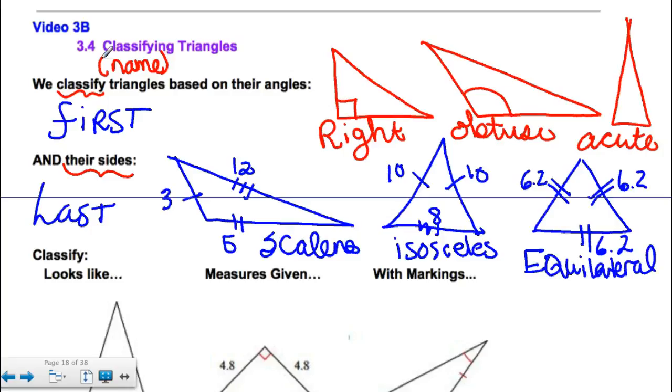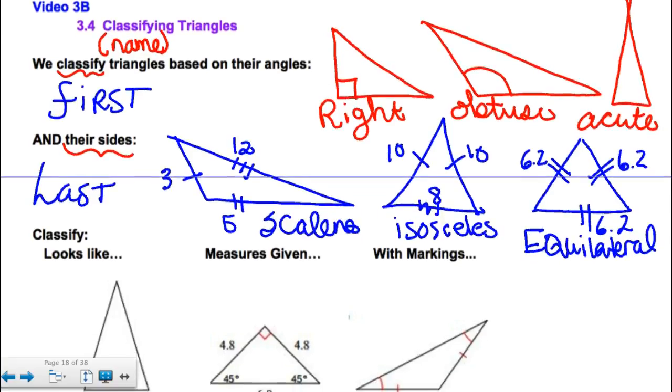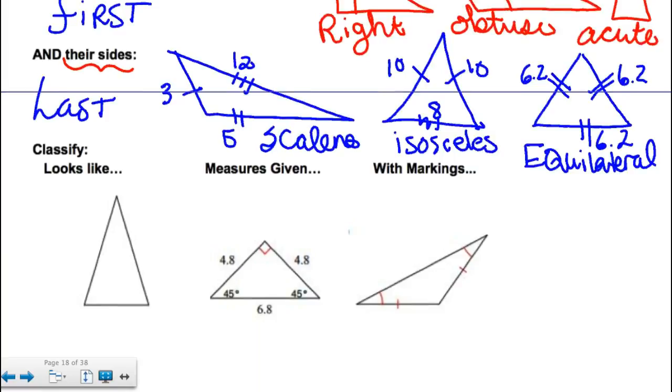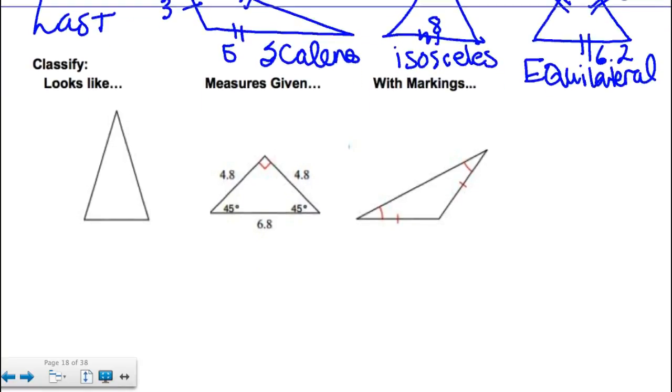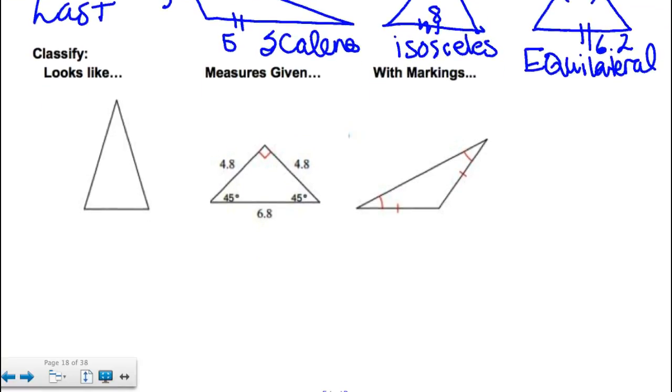So you're going to give your triangles first names and last names based on their angle measures and their sides. We're going to go by looks, we're going to go by measures, and we're going to go by markings. So on this first one, I'm not going to make you get out protractors and rulers and measure angles and sides. We're just going to go by looks. It looks like this is the same as this, and this one's different. It also looks like all of these angles are acute. They're all less than 90.